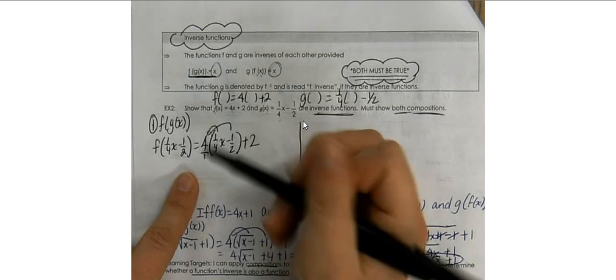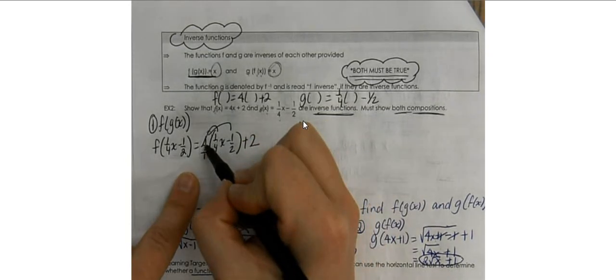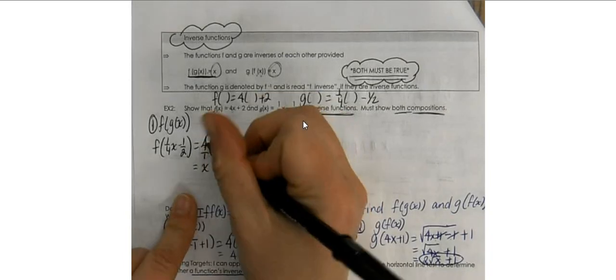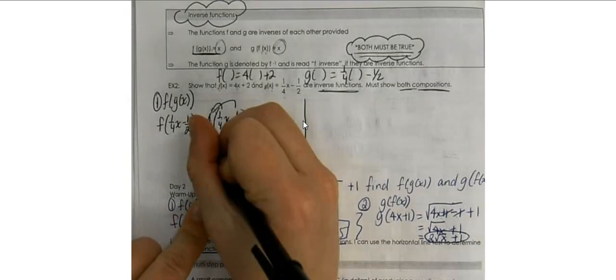From here, I'm going to simplify by distributing. Remember that every whole number is a fraction over 1, and you can multiply straight across. 4 divided by 4, or 1/4 of 4, is equal to 1. So this is equal to 1x. 4 times 1/2, or half of 4, is 2. So this is minus 2. Then we have a plus 2 on the outside. Negative 2 plus 2, that cancels out. They cancel each other out, and we're left with simply the letter x. So we have just shown that f of g of x simplified all the way down to the letter x.